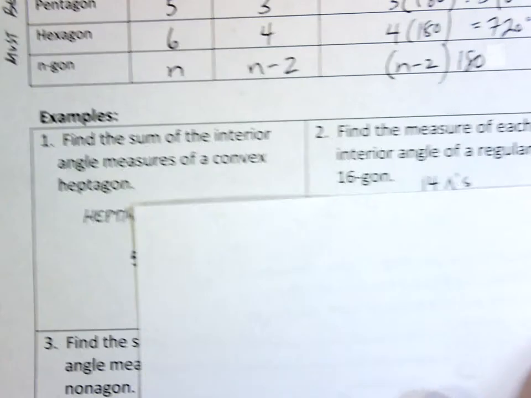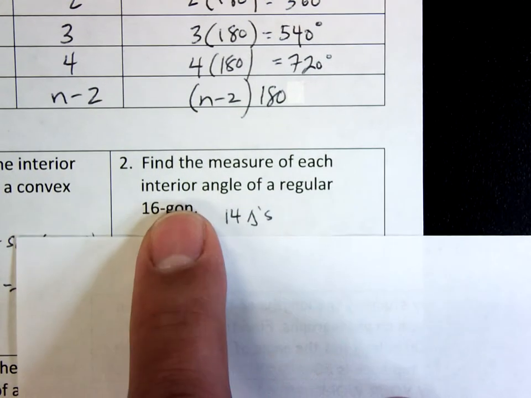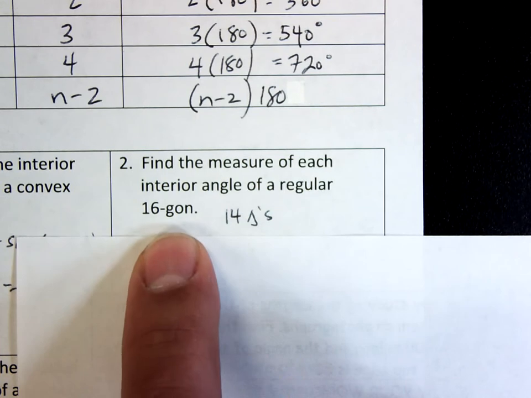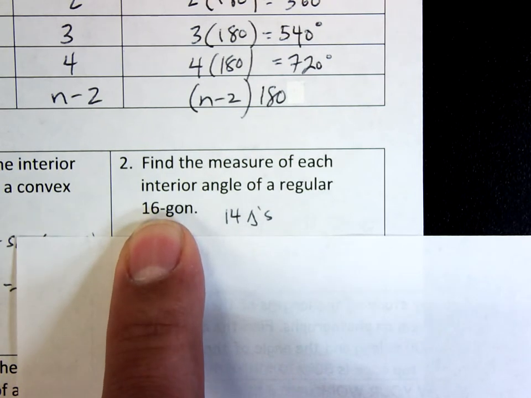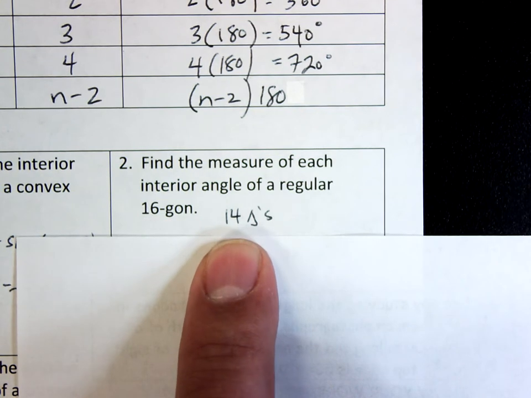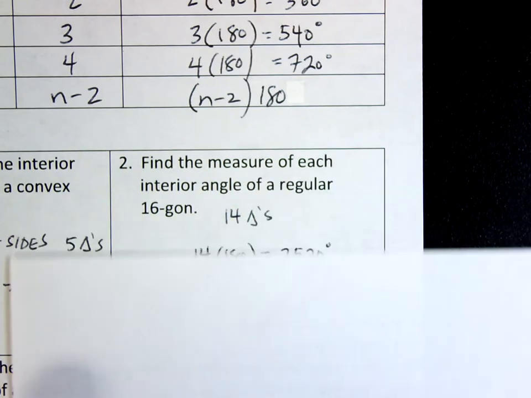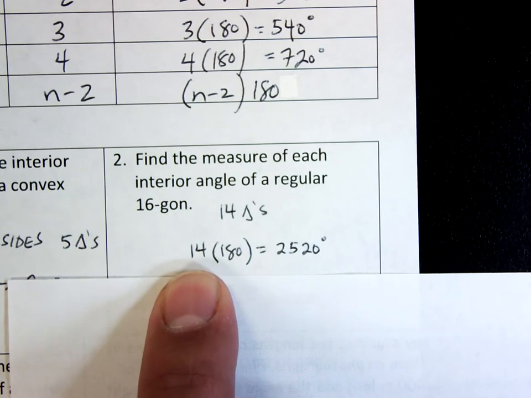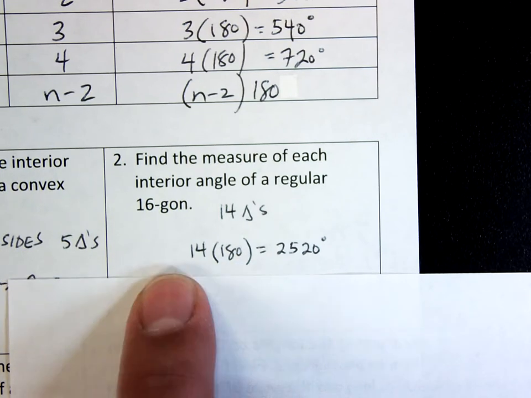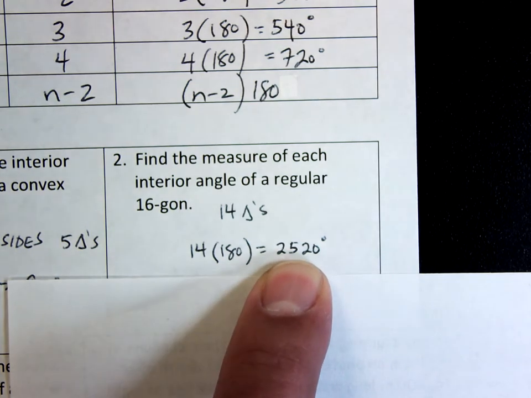Okay, let's go to this one. It says, find the measure of each interior angle of a regular 16-gon. Well, if it has 16 sides, I take 16, subtract 2, which means I have 14 triangles. There are 14 triangles that I can make with this shape. Note, they want the measure of each angle, so that's kind of different. If it has 14 triangles, and each triangle has 180 degrees, 14 times 180 means that the interior angle sum is 2520 degrees.